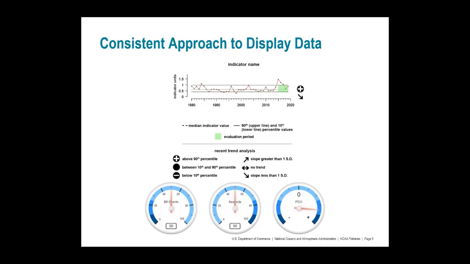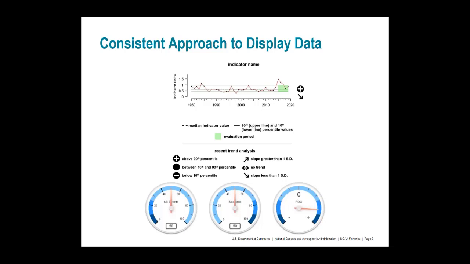We also have on the right our recent trend analysis, which shows the trends for a key indicator over the last 5 years. And so that little glyph, which you can see is a plus sign for this specific example on the right, shows that the indicator as it exists right now is above the 90th percentile relative to the entire historical time series. And the trend over the last 5 years is that the slope is less than 1 standard deviation, so it's decreasing over that time.